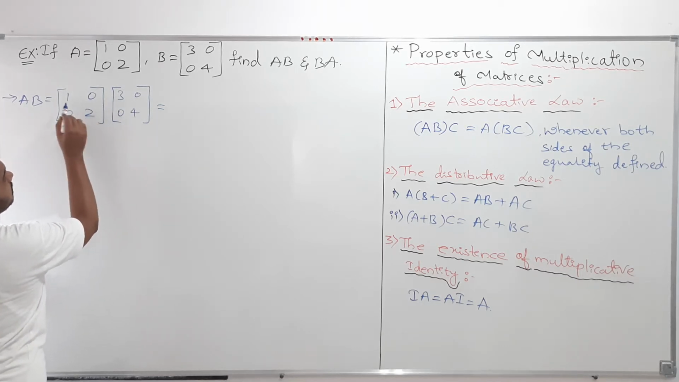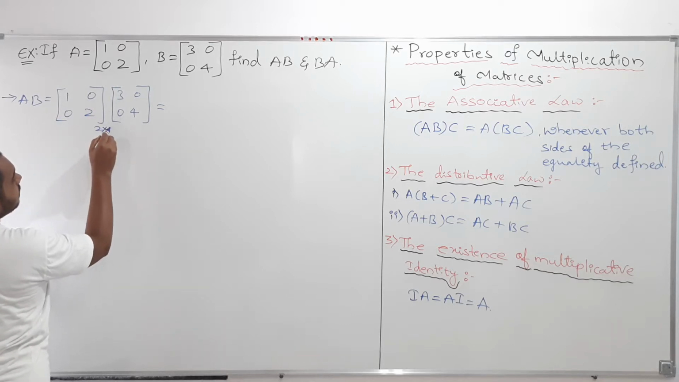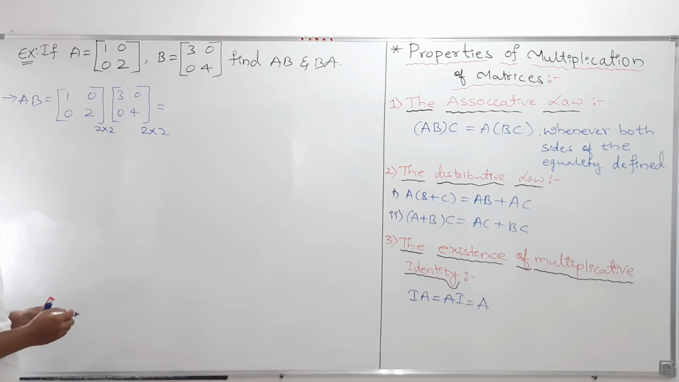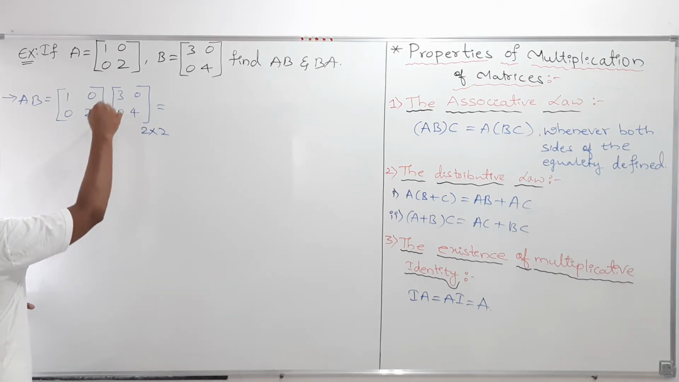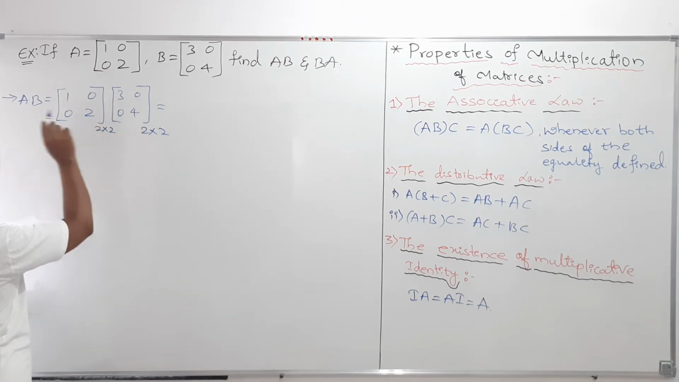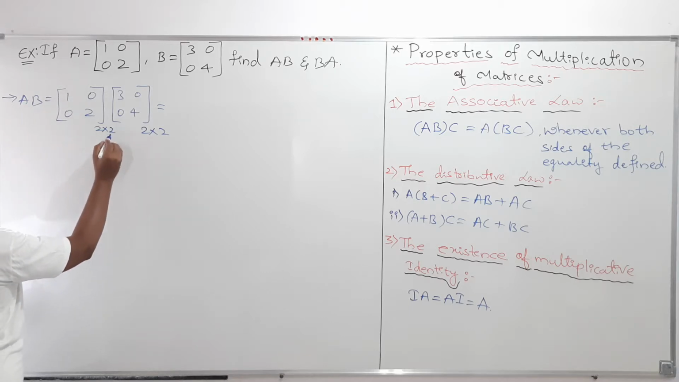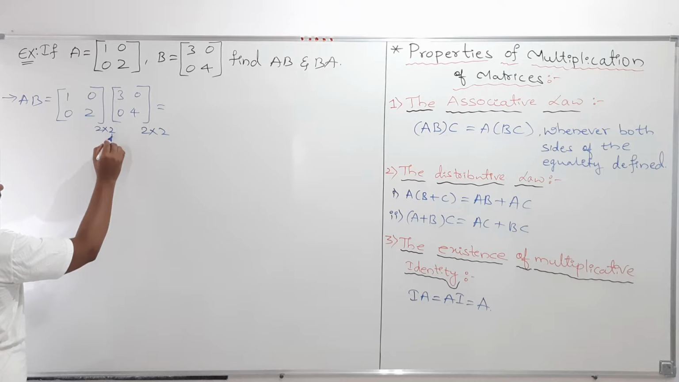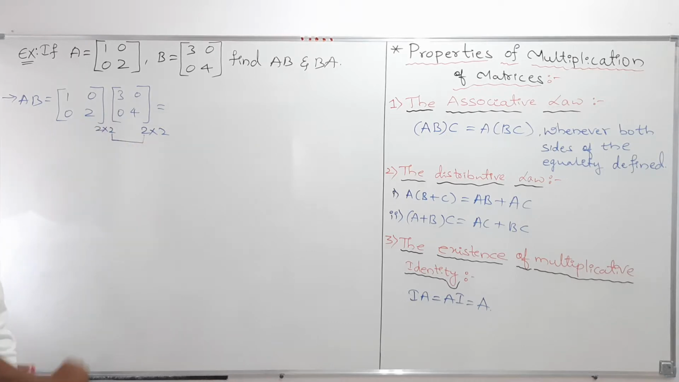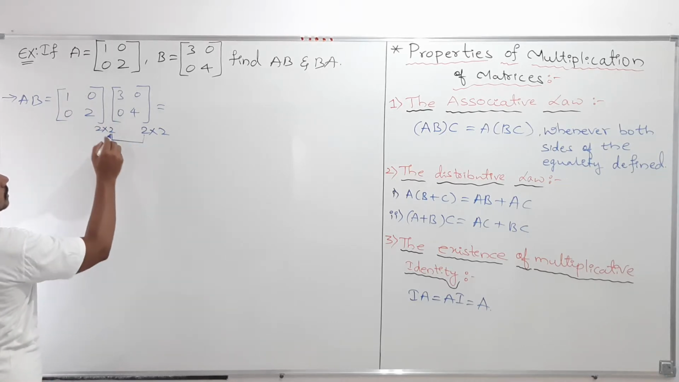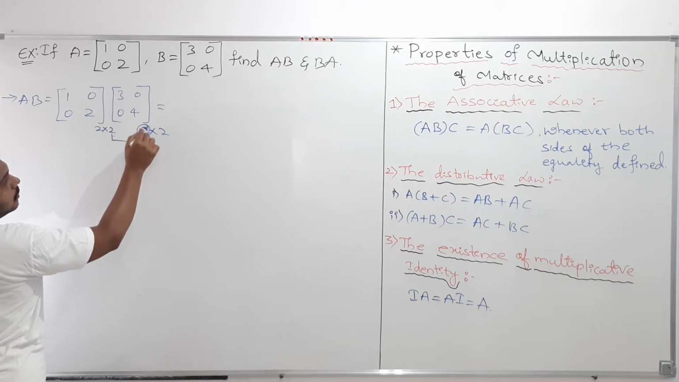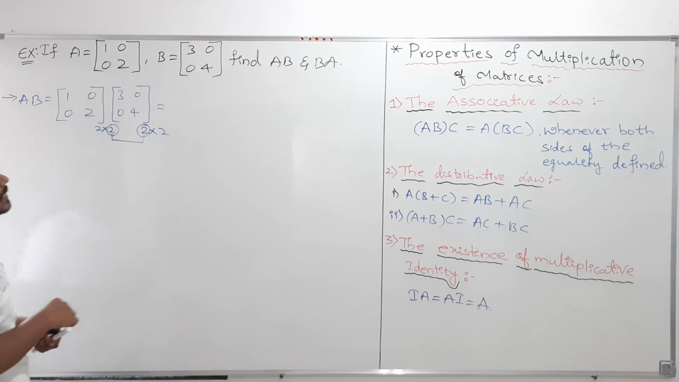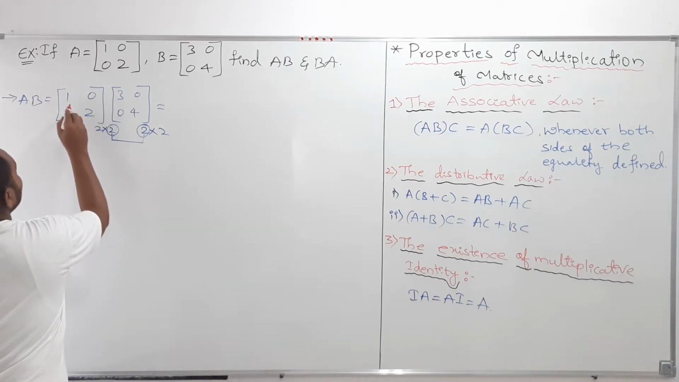What is the order of this matrix? 1 2, this is a matrix of order 2 cross 2. And here also the matrix is of order 2 cross 2. Two rows and two columns. To multiply any two matrices, we should check whether the number of columns in the first matrix is equal to the number of rows in the second. Here the number of columns is 2 and the number of rows is 2. Since these two values are equal, we can multiply. Multiplication is done row by column.